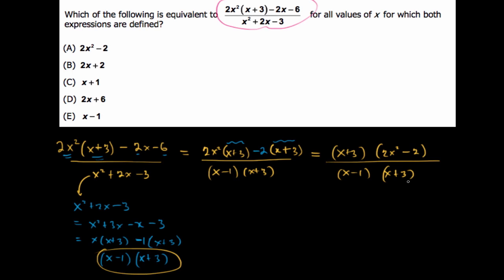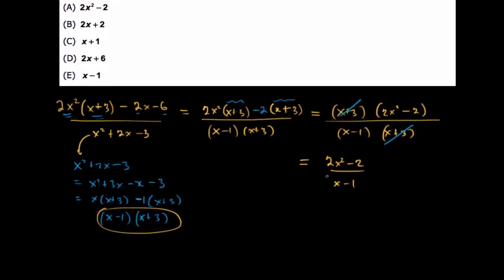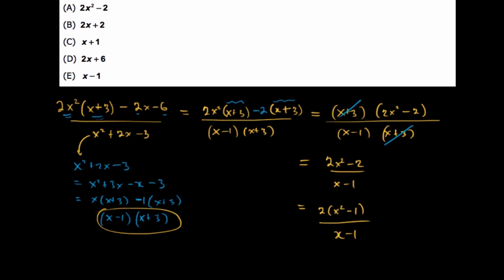Now from what we see here, you'd also observe that x plus 3 and x plus 3 cross out, so you're going to be left with (2x squared minus 2) divided by (x minus 1). So we continue. Here 2 is common, so you have 2 times (x squared minus 1), divided by (x minus 1). This is what you obtain.